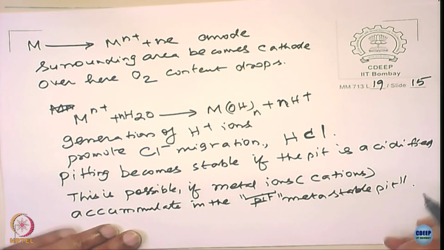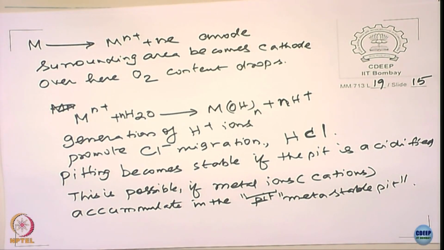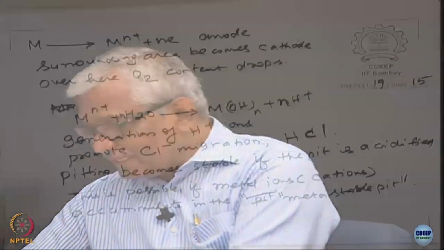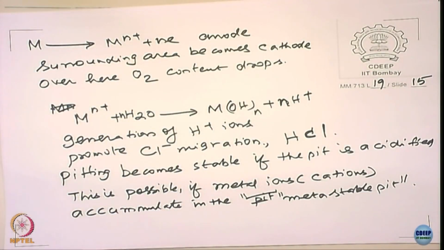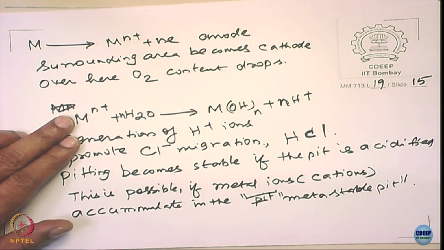Or occluded cells. I hope you understand now. See here, you are not forming an external crevice; the crevice itself is formed by the corrosion process. Now, in order for the metal to dissolve continuously, that pit, the occluded location, has to be acidified and should maintain that acidity. Now how is it possible? The acidity is first of all created by the hydrolysis of the metal ions.